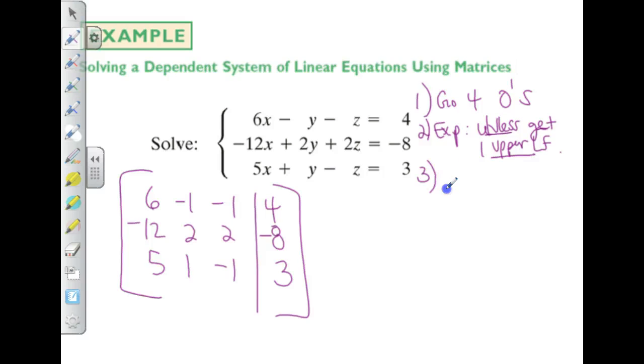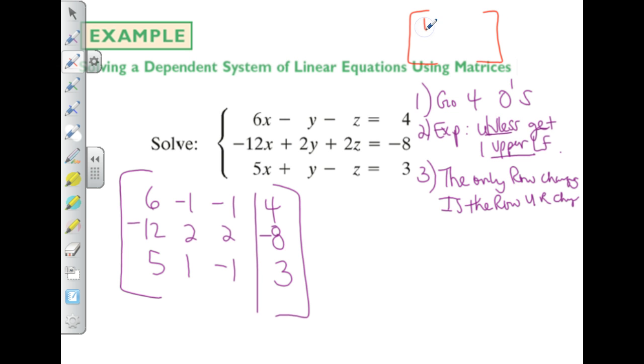The only row that's changing is the row you are changing, which means what? When it says go for zeros, maybe I should qualify. What order should I go for the zeros in? So it's 1, 0, 0, 0, 1, 0, 0, 0, 1, and these are your answers, x, y, z. The first zero I would go for is this one. So this is the order, 1, 2, this is the third zero, this is the fourth zero, fifth zero, and sixth zero.